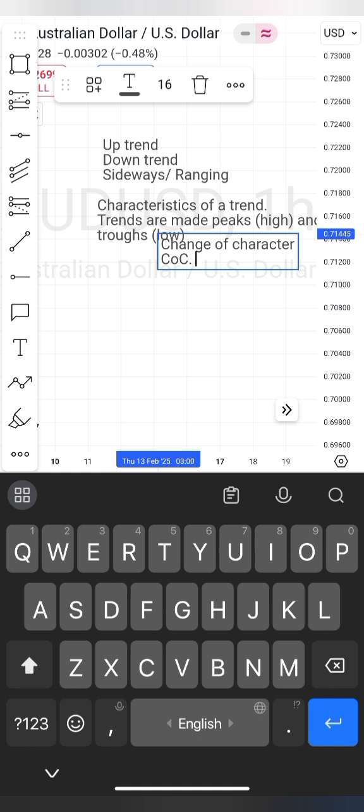I use COC because it's just straightforward. COC, then break of structure, BOS. Some people call it market structure shift. Again, I think it's just personal, but try and simplify things for yourself. Market structure shift looks bogus. Just say that the market has changed character. Change of character. It's straightforward.